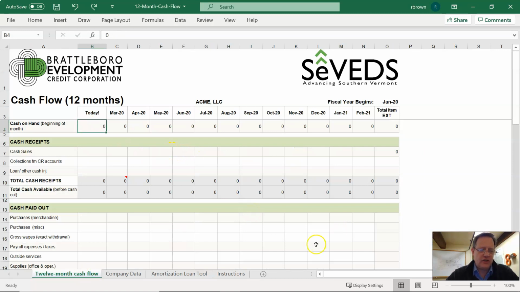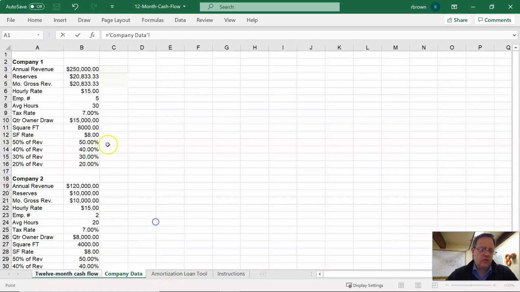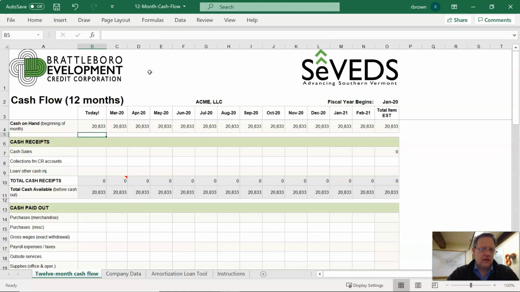Okay, so cash on hand, and again, I'm just making some assumptions. So I'm going to go over here to the company data, and we're going to say that this company has put 1 month of gross revenues in reserve, and that's what's going to come to be the cash on hand. We're going to start in March because we've only got a few days left in March.